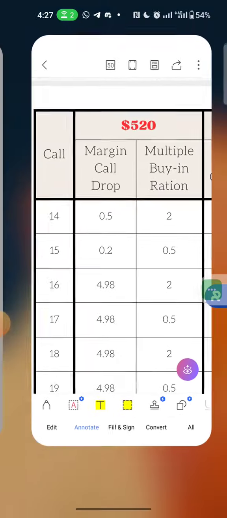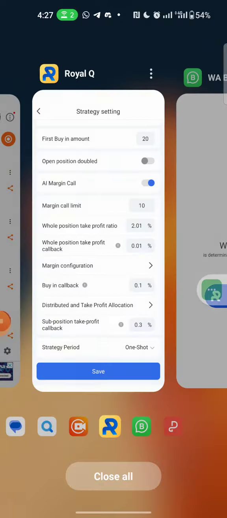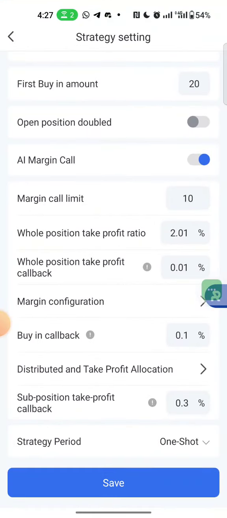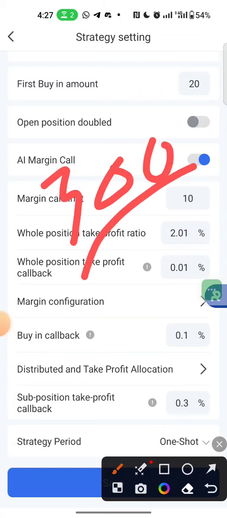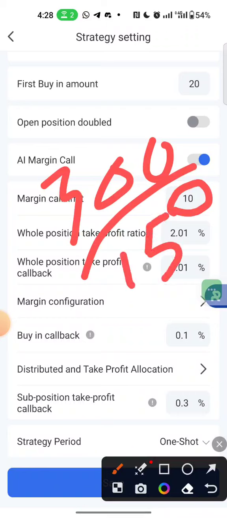As I come to the end of this short video that I've been able to make, how would you calculate the margin call limits? Basically you get your capital. If I have $300, and I want the robot to buy with $15 as my first buying amount, I get my $300 and divide it by 15. So what I will get will be the number of margin calls. So the robot will be buying 1, 1, 1, 1 all through.